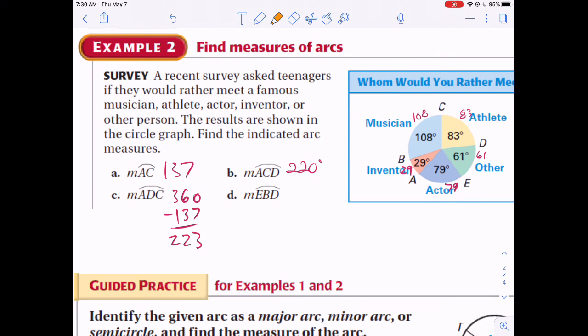So let's highlight that for you. Here's E, you go E to B all the way around to D. I can add up 4 numbers, but I'm lazy. So I will just subtract the 61 from 360. I'll get 299, and that'll be the answer for that.